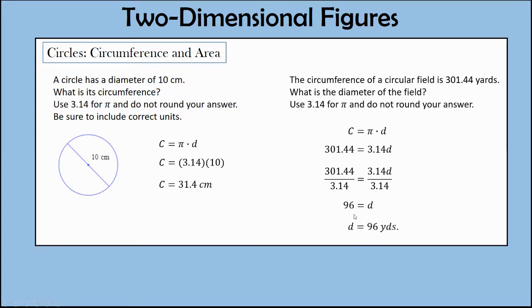So that means the diameter of this circular field is 96 yards. Again, it's a linear distance. Straight across the field, cutting that field in half, is 96 yards.